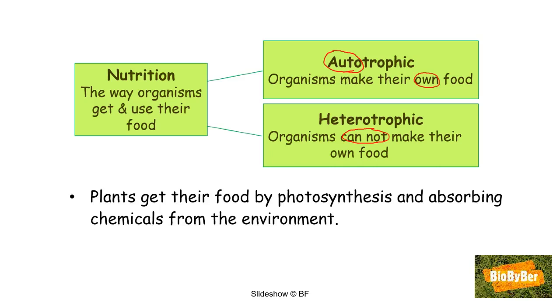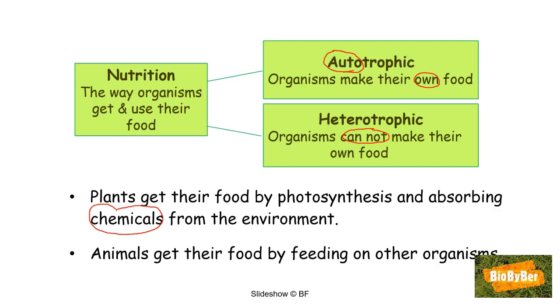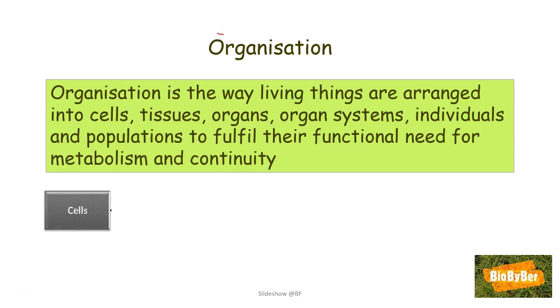So in a nutshell, plants get their food by photosynthesis, and they can also absorb chemicals from the environment. We had that notion in the chapter on food, where plants had to absorb the elements, usually in the form of a salt, from the soil. Animals get their food by feeding on other organisms. This brings us to the second characteristic, organization, or the big O word.